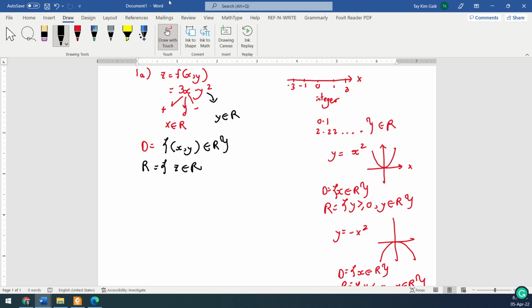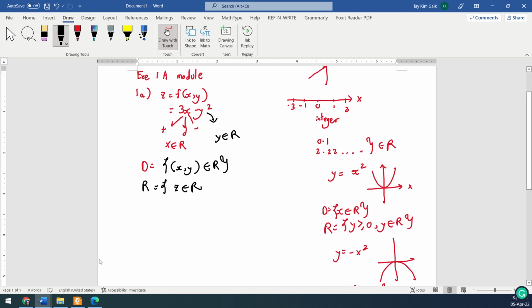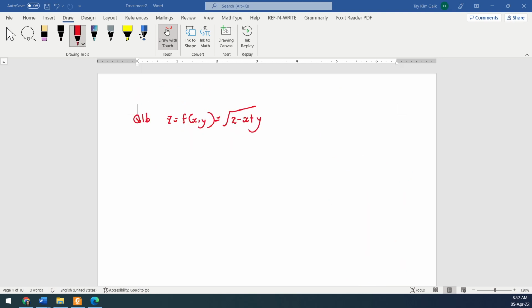Okay, for question 1a. Any questions here? Any questions? Okay, so find the domain and range, where z is actually the square root of 2 minus x plus y.